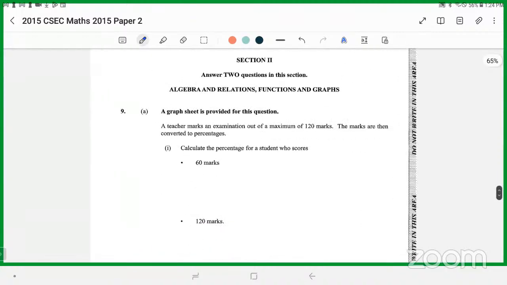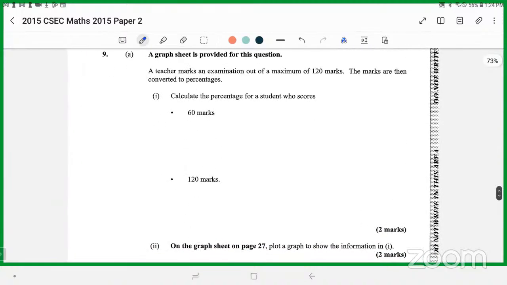Number 9. Let's go. A teacher marks an exam out of 120 marks. The marks are then converted to percentages. Calculate the percentage for a student who got 60 marks. That's 50%, half the marks. A person who got 120 gets 100%, everything right. If you get 60 out of 120, that's 50%. If you get 120 out of 120, that's 100%.